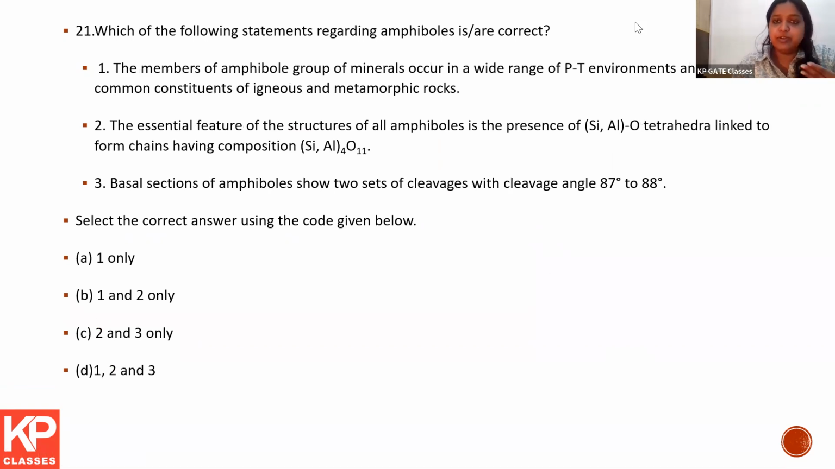So the next one is also from the same mineralogy. In the previous question, it was about mica structure. Here they are asking about amphiboles. The first statement: the amphibole group of minerals occurs in a wide range of PT environments and are common constituents of igneous and metamorphic rocks. This is correct. Then the essential feature of the structure of all amphiboles is the presence of silica aluminum oxide tetrahedra linked to form chains having composition SiAl for all 11. This is wrong. We know they are hydroxides. So this is a wrong statement.